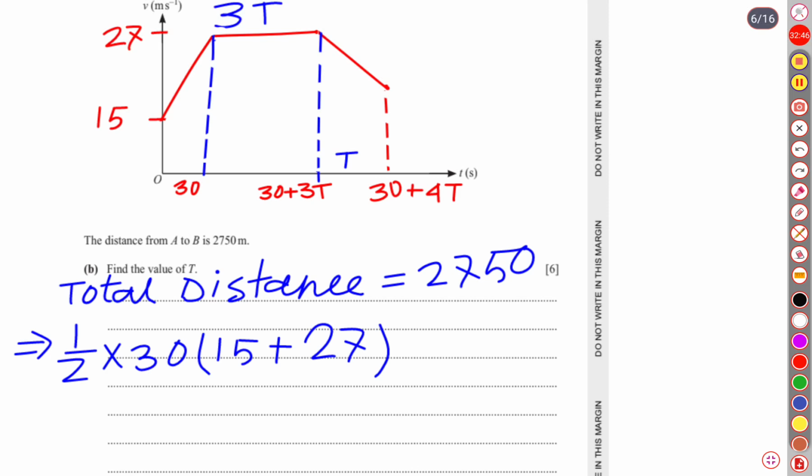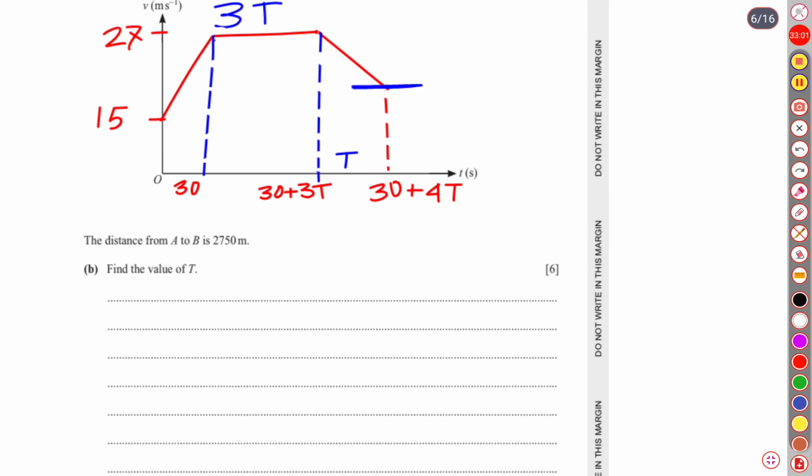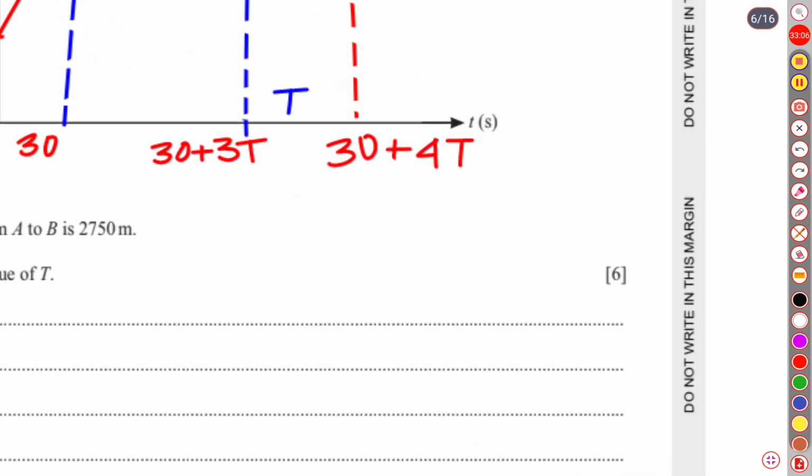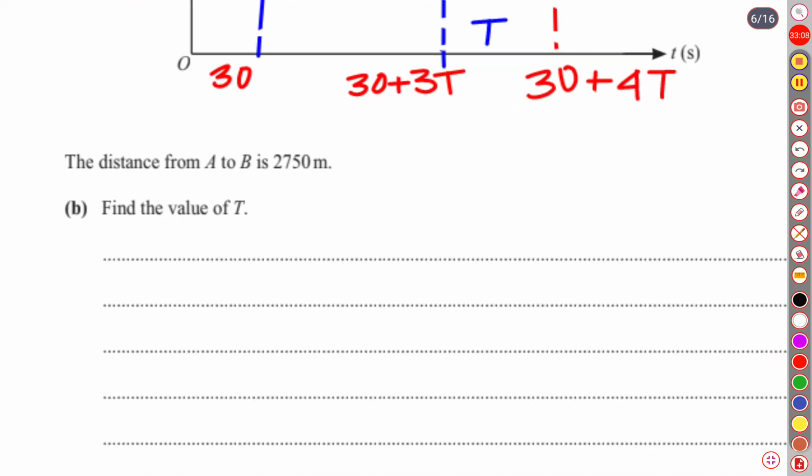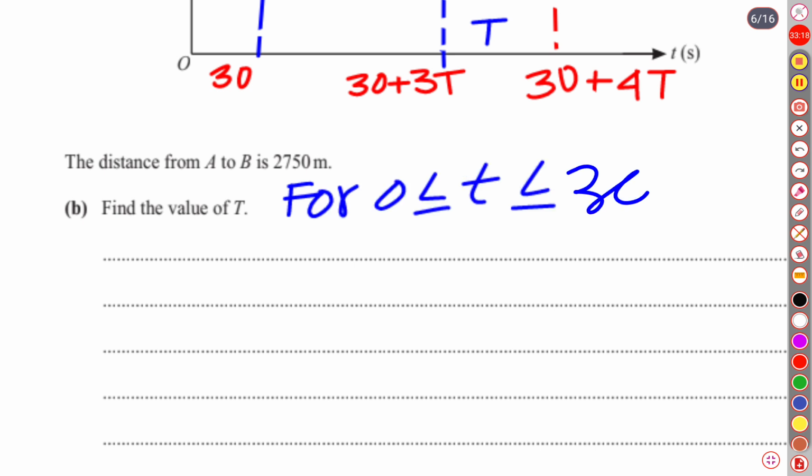I think before starting our solution, we should know the height of this. This height should be known to us. That's why we will have to find the velocity at the moment when it was decelerating. For the first phase, it is already given. We can write here, for 0 until 30 seconds, our v is equal to 27 meters per second.